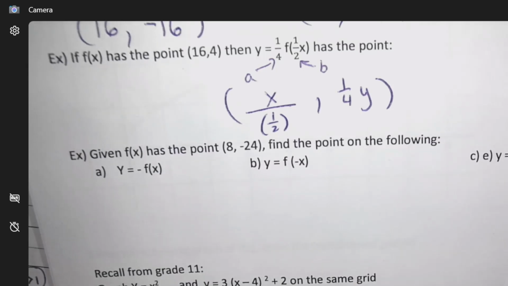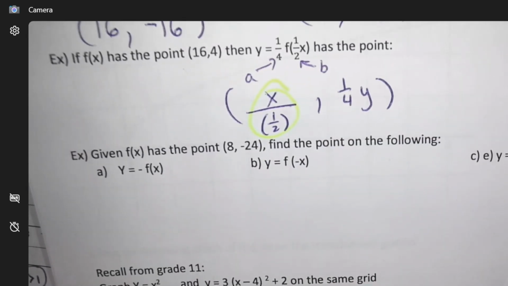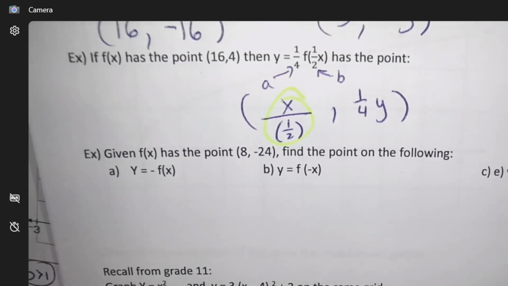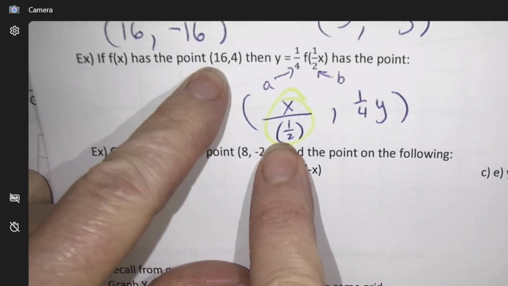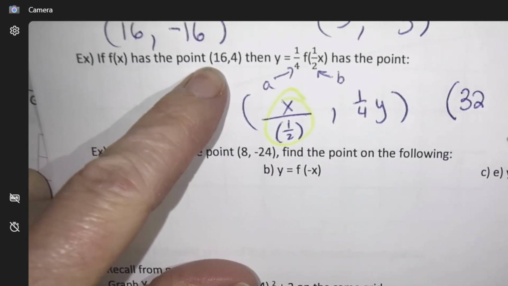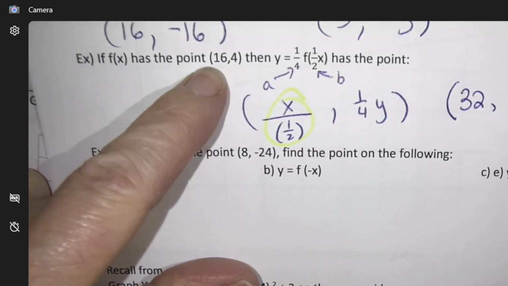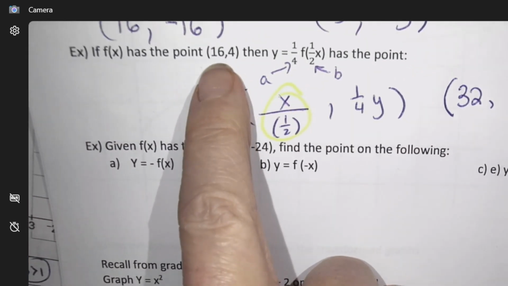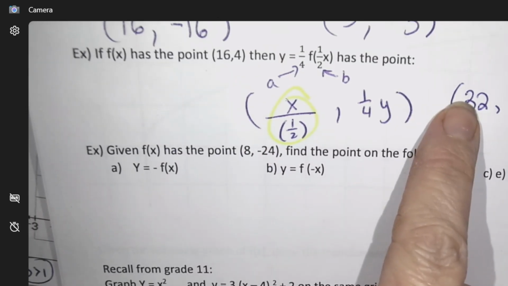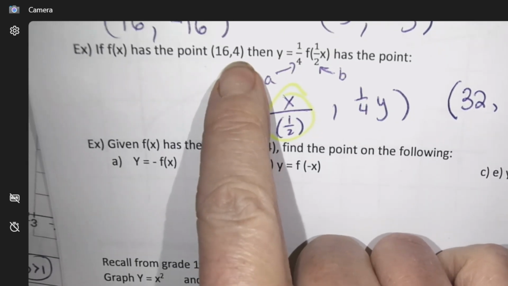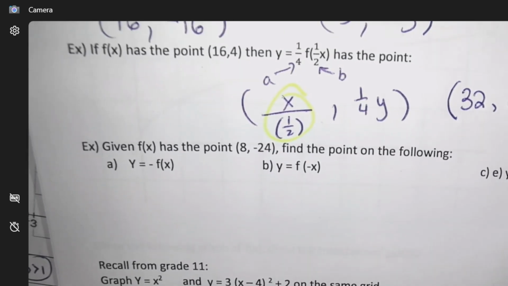Okay, what do you do when you divide something by a half? Same thing as doing something else. Multiply by 2. Times flip. Multiply by 2. So what is 16 times 2? 32. Right? And you guys told me you were horizontally stretching it. So if I'm 16 away from something, now I'm 32 away from something. I stretched it out. And what's a quarter of 4? 1.